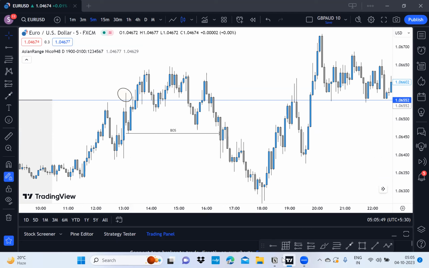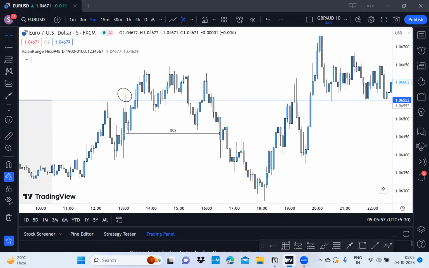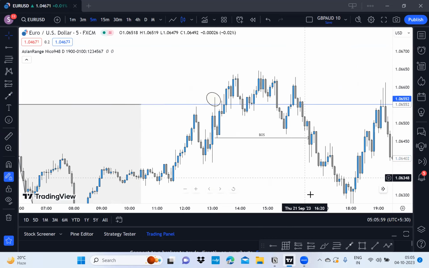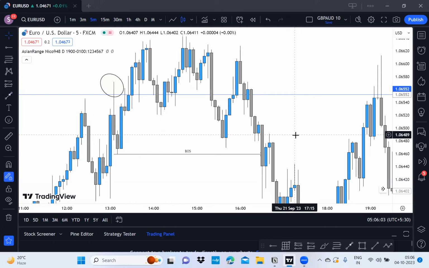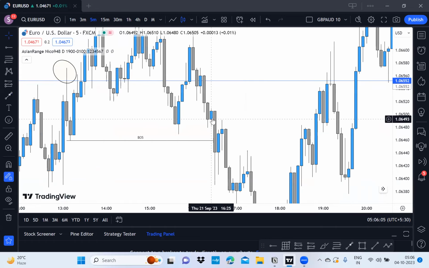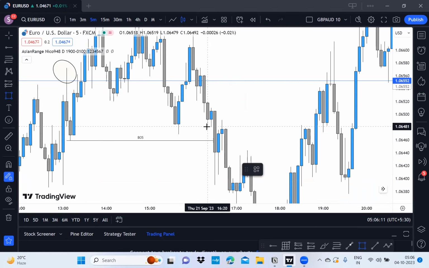Let's see. Once 5-minute break of structure is done, entry from 5-minute order blocks. So where is the order block on 5-minute? As we can see, after break of structure, there is an order block here itself. So we'll just enter from this order block here. This is our order block, right here.